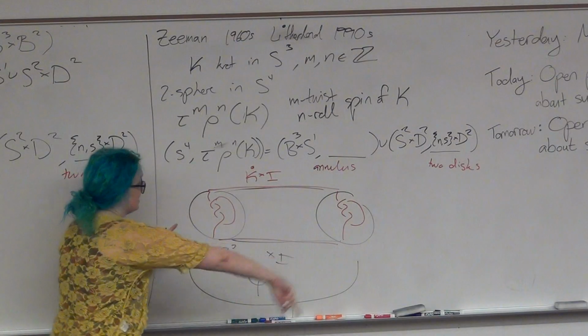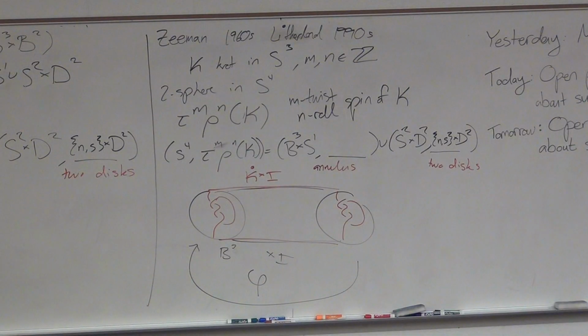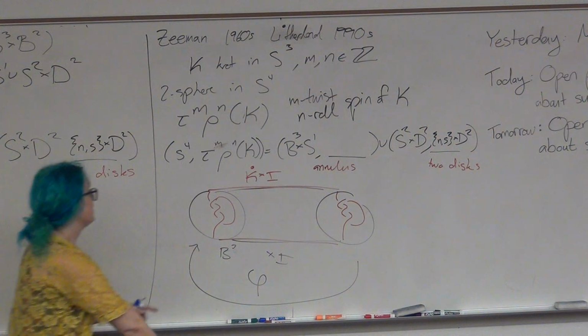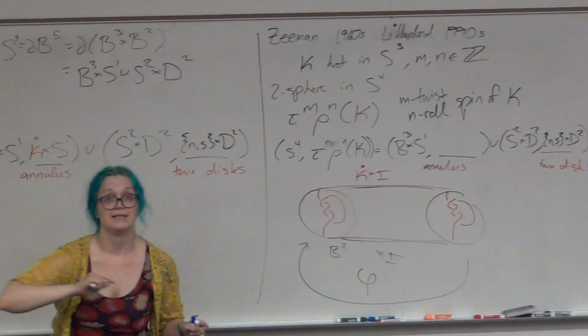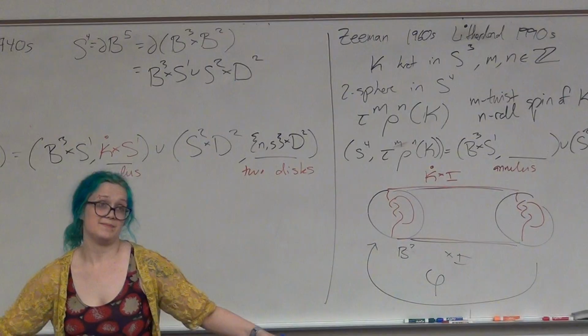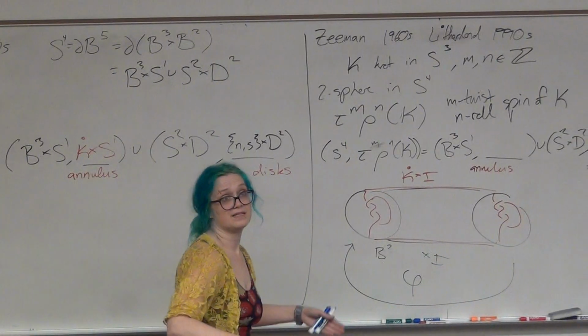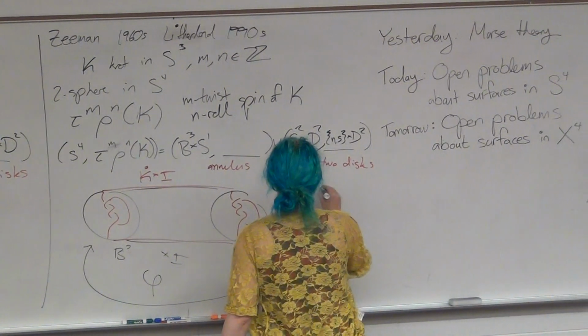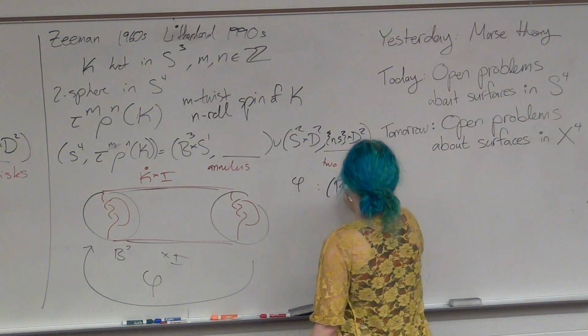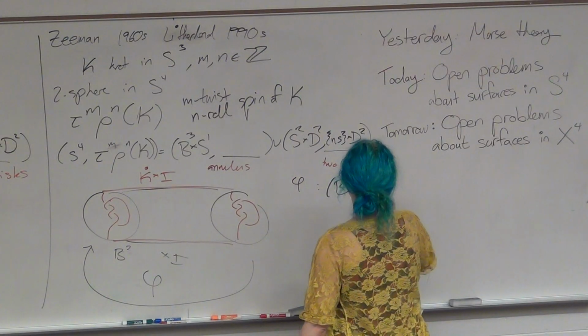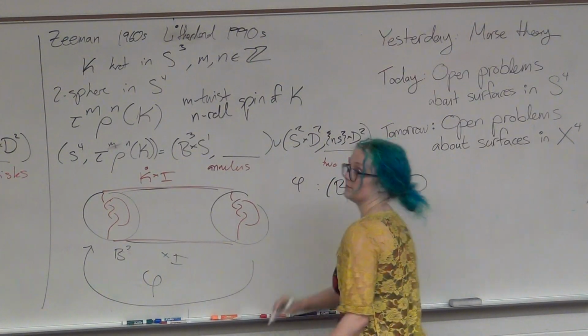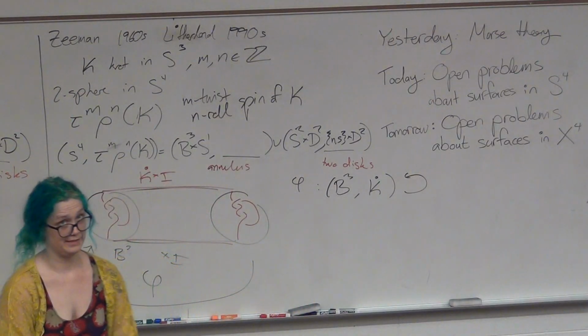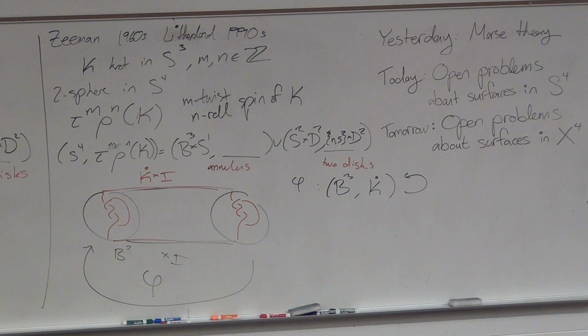If I glued up by the identity map, I would get exactly what I started off with in the 0, 0 case. I would just get the tangle cross S1. But what if now I choose an automorphism of the ball containing that tangle, and I don't make it be the identity? Now I don't have the Smale conjecture, so there could be something non-trivial. So phi is a homeomorphism of the pair B3, tangle to itself, a self-homeomorphism, rel boundary.